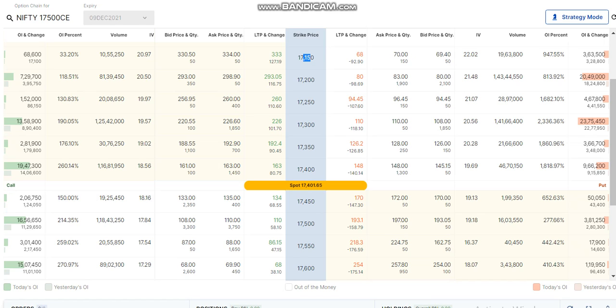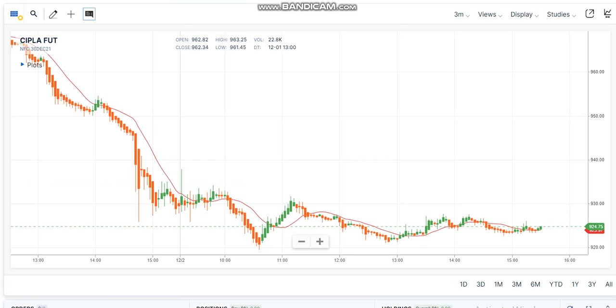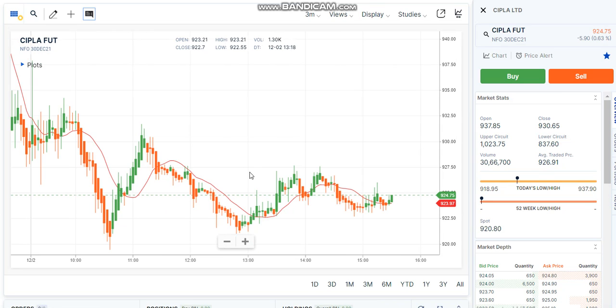Coming to the stock section, there will be 3 stocks which we'll be discussing on a daily basis based on the future premiums. That is, the first one is CIPLA, which is priced lesser than 1000 rupees.